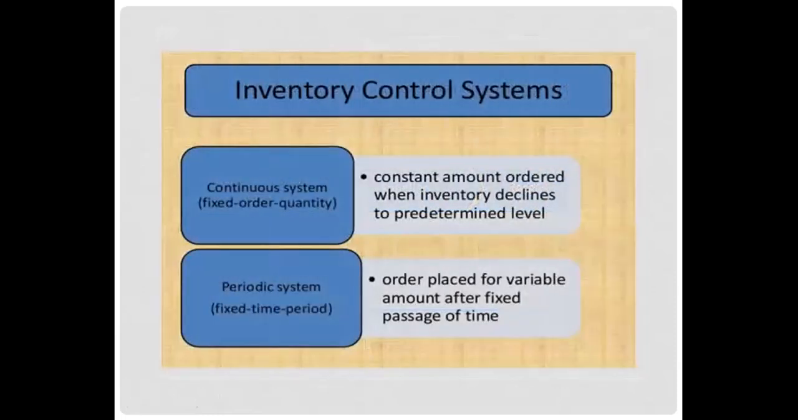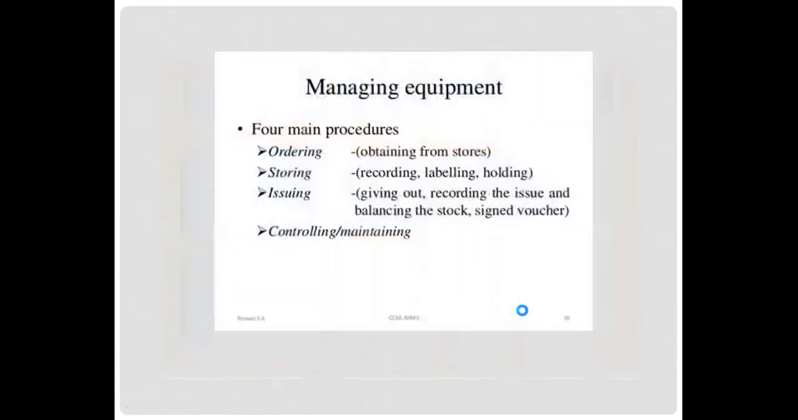In inventory, there are also two types of control system. The fixed continuous system, known as fixed order quantity, means a constant amount is ordered when inventory declines to a predetermined level. There is also the periodic system, which is a fixed time period, in which an order is placed for a variable amount after a fixed passage of time, after 6 months, 1 year.